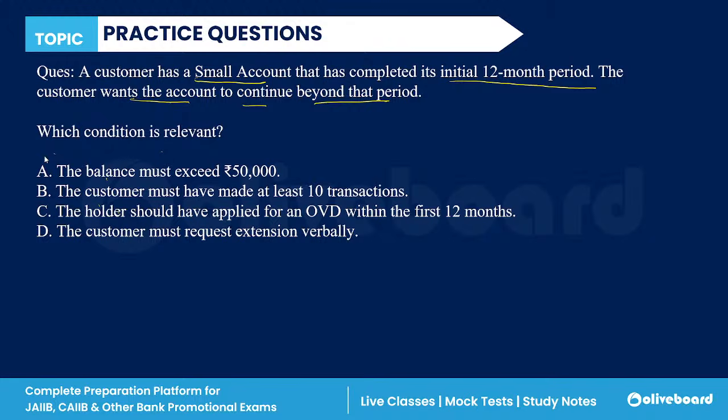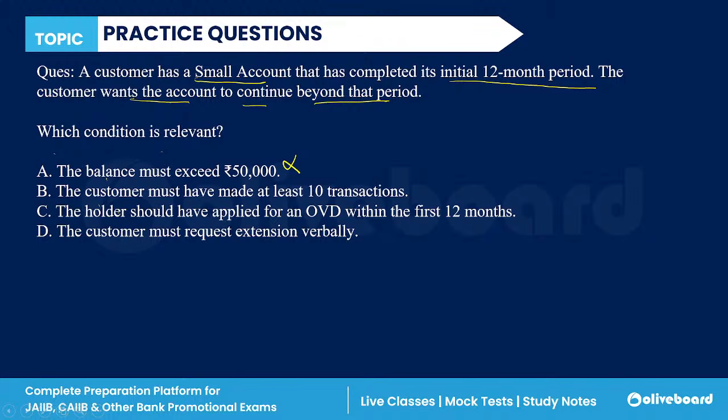A customer has a small account that has completed its initial 12-month period. The customer wants the account to continue beyond that period. Now, which condition is relevant? The balance must exceed 50,000. In a small account, your balance cannot exceed 50,000 in any case. So this cannot be the correct answer.